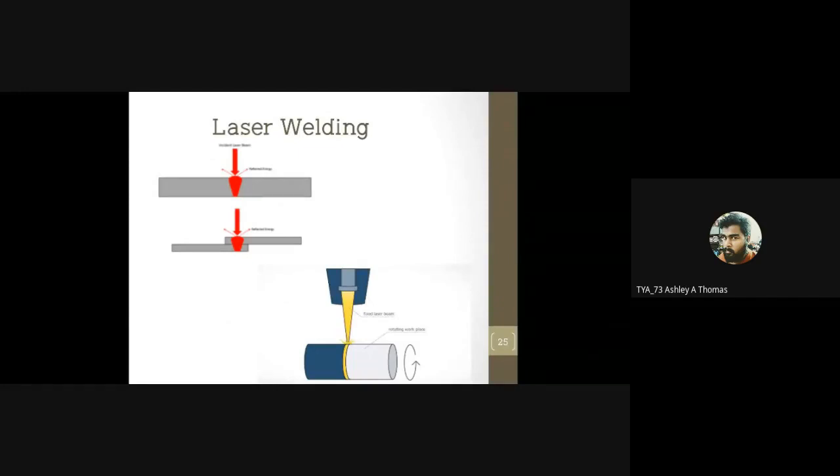See, if you want the more focused area, then laser beam is helpful, because you see the thickness of the laser beam, it is in a micron, right? So more focus can be obtained, and more focus means more localized heating, so that extra heating will not be there, burr will not be there. So clean joint can be expected from this laser welding.